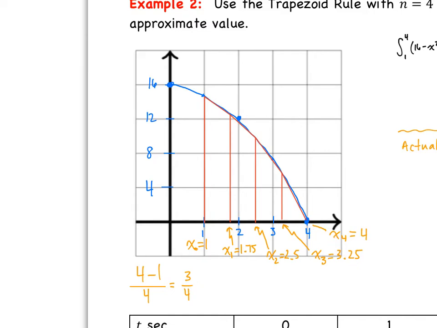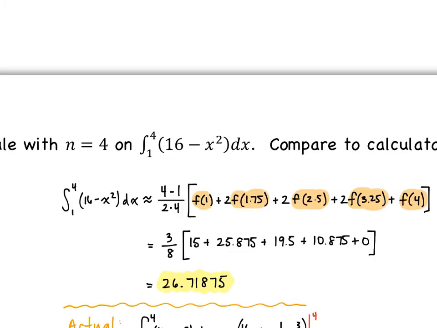Okay, so go ahead and now try to set up using the trapezoid method. Give it a shot. After you have, come back and check how you did. Okay, so we take our b minus a over 2 times n, all right? And then we're going to multiply that by f of 1 plus 2 f of 1.75 plus 2 f of 2.5 plus 2 f of 3.25 plus 1 f of 4.